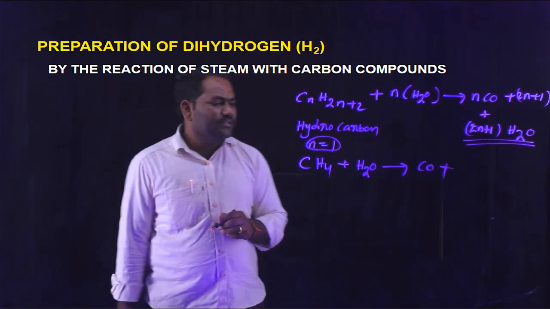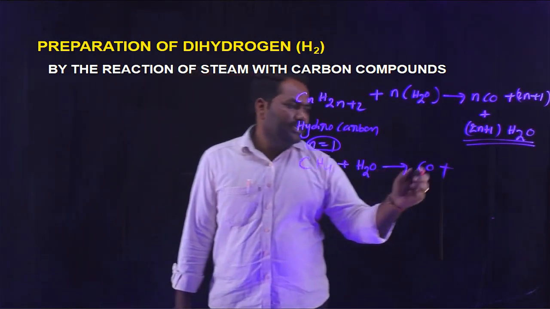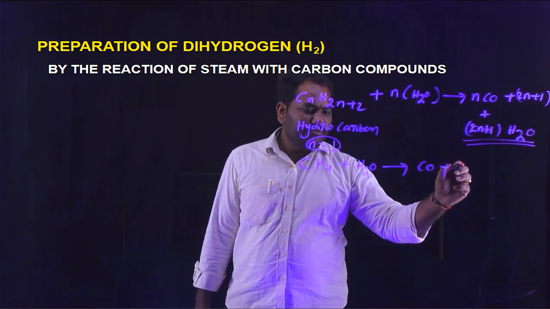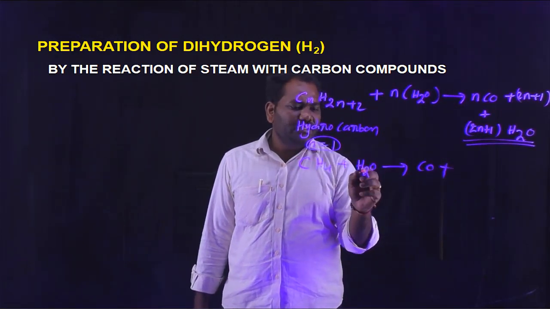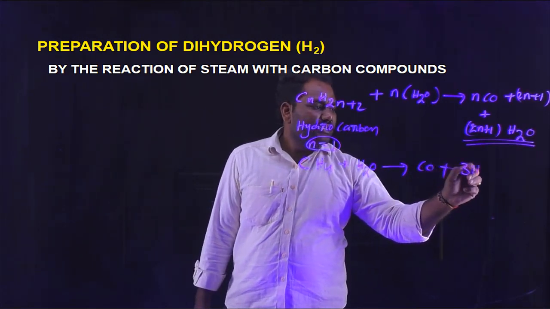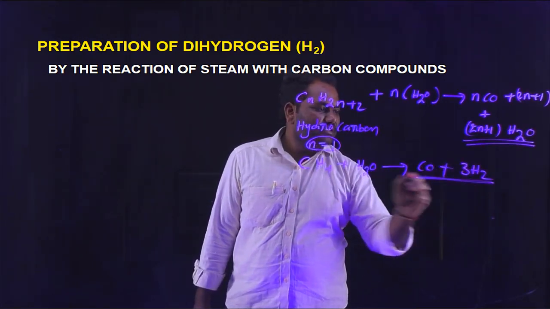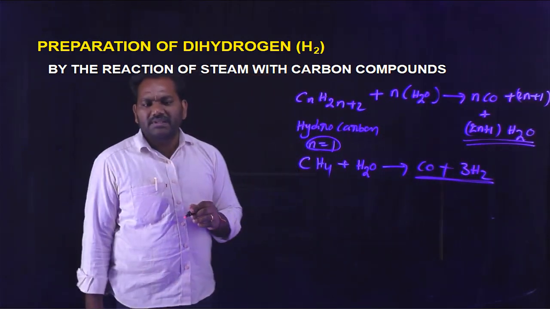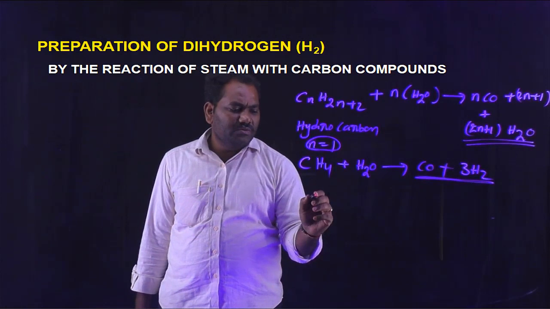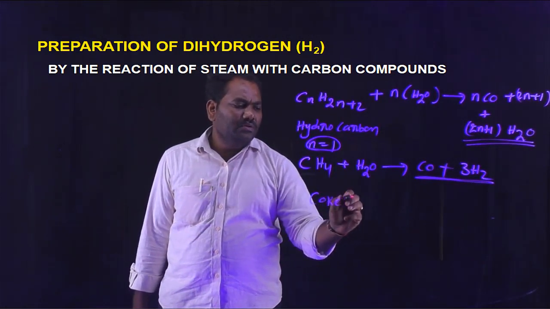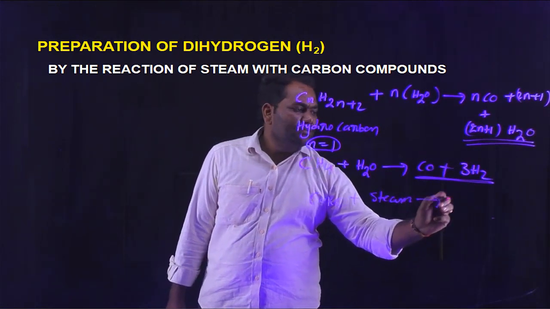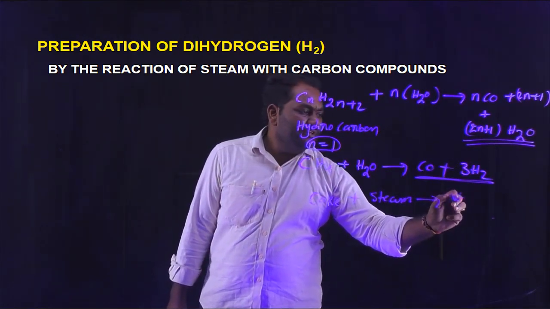plus H2. Totally here 6 hydrogens are there, so 3 H2 is obtained like this. Similarly, if hot coke reacts with steam, here also water gas is produced.